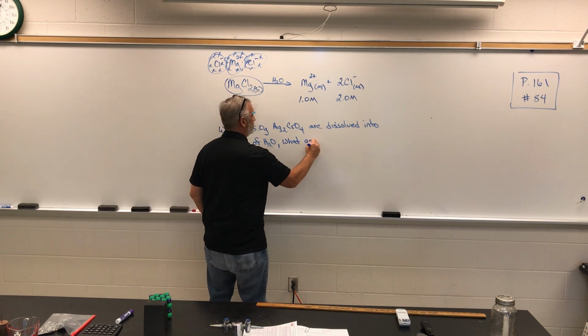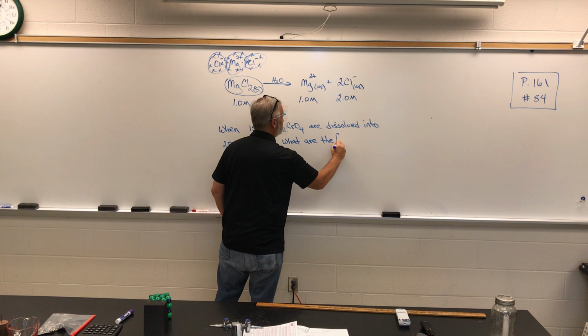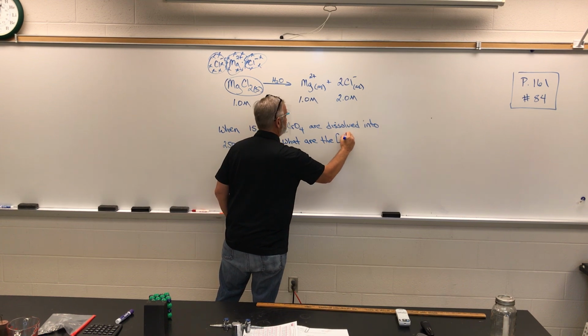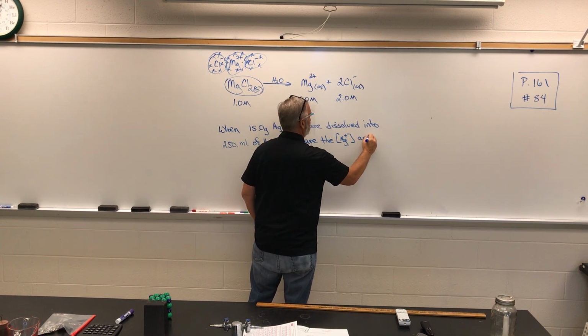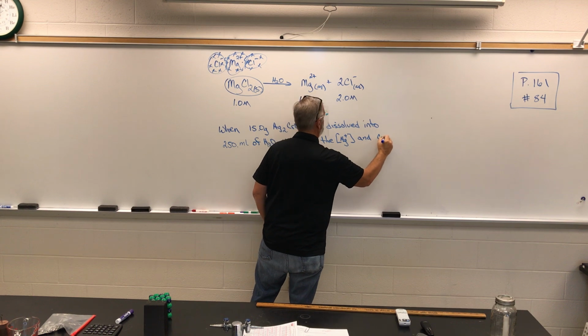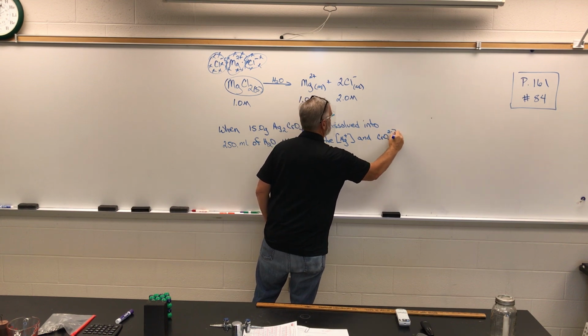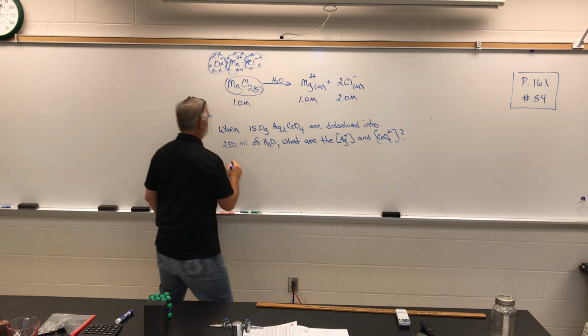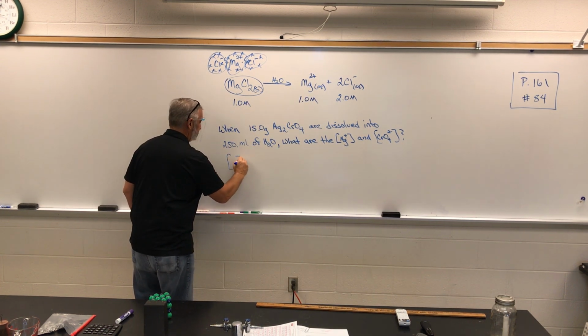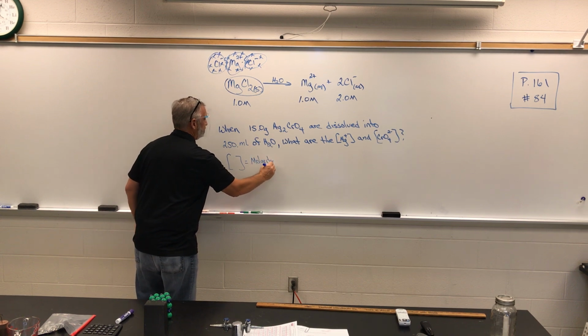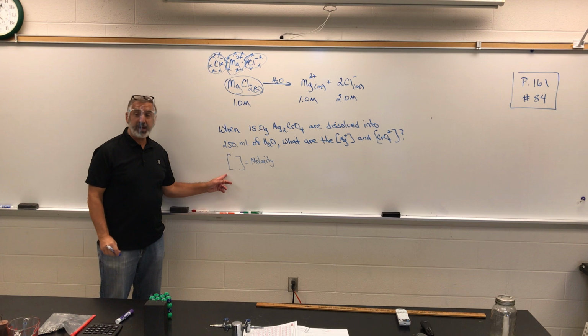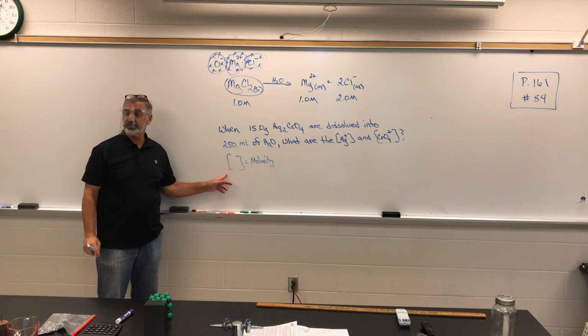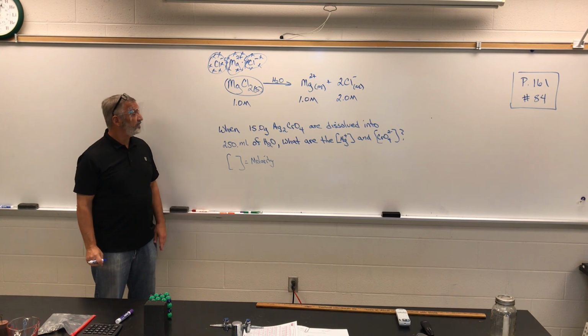What are the concentrations of Ag+ and CrO4 2-? Okay, now, another tidbit. Brackets mean molarity. Whenever you have brackets around something, it means the concentration of that thing in molarity. So what do we need to do on this?